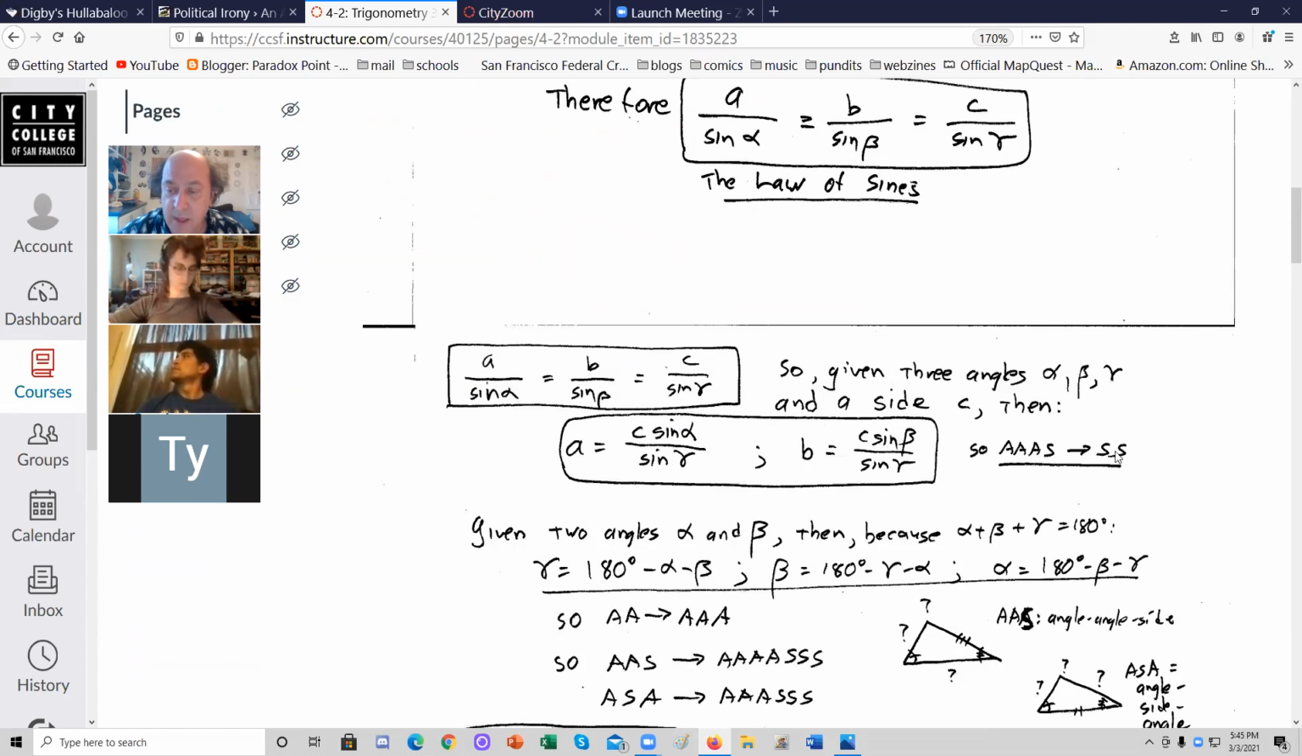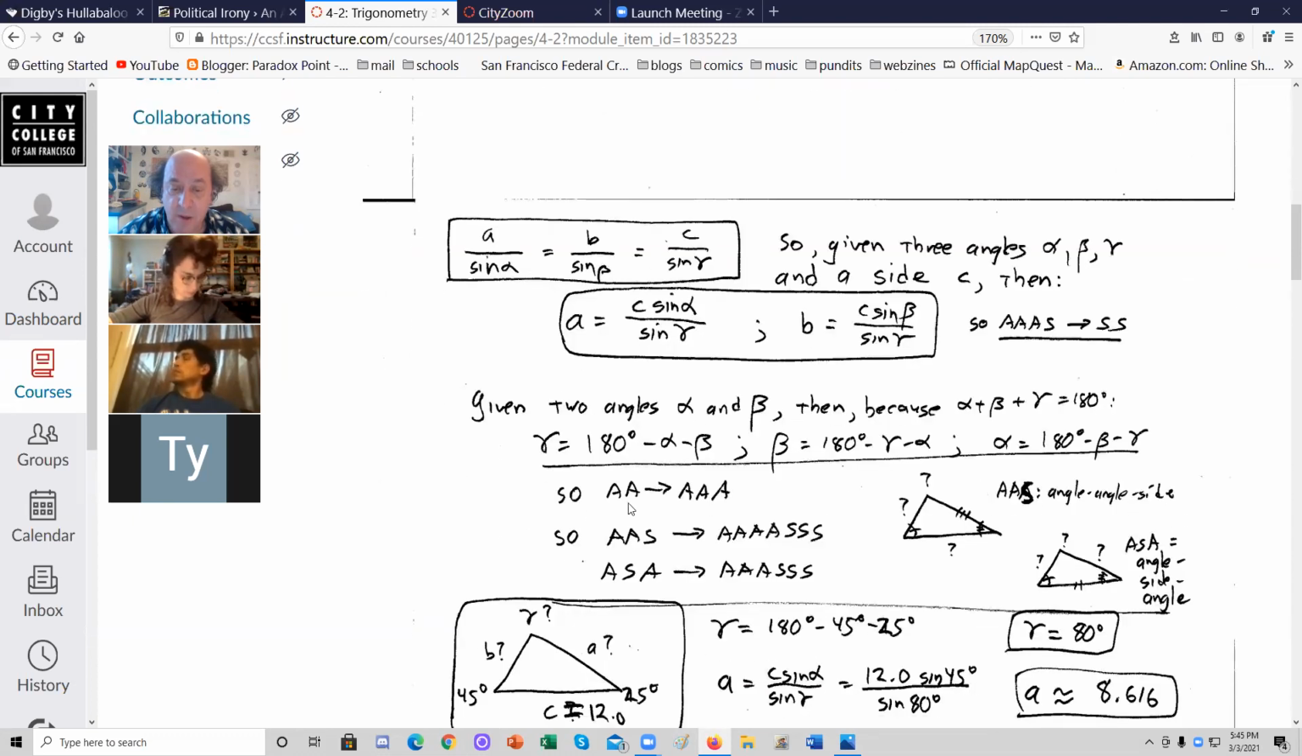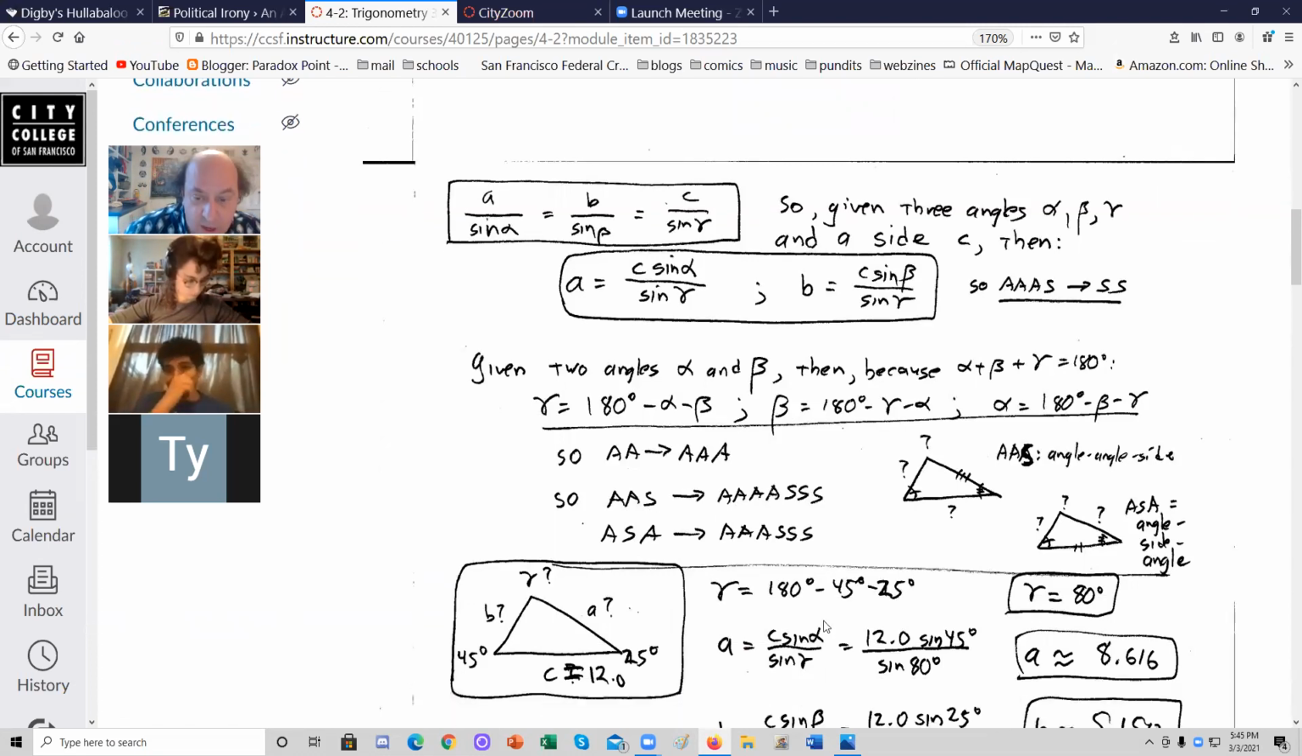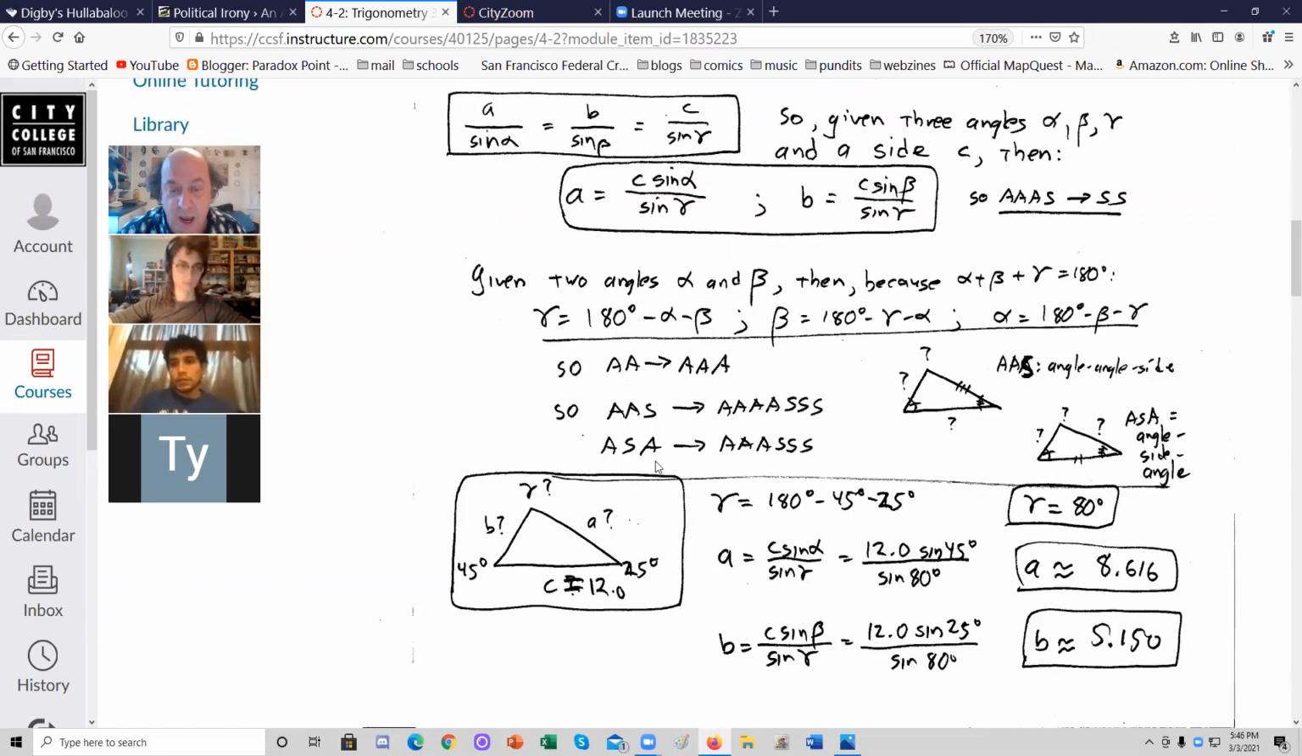AAS implies SS. Because if you have 2 angles, alpha and beta, then we can deduce the third angle, gamma, as 180 minus alpha minus beta. Beta is 180 minus gamma minus alpha. Alpha is 180 minus beta minus gamma. So from 2 angles, you get 3 angles. From 2 angles and a side, you get all 3 angles and all 3 sides. And from an angle side angle problem, you get 3 angles and a side.